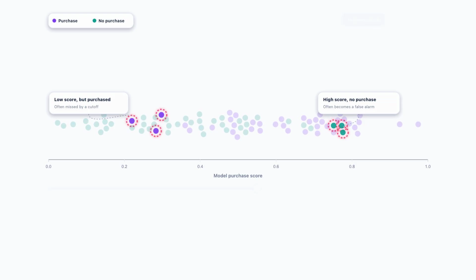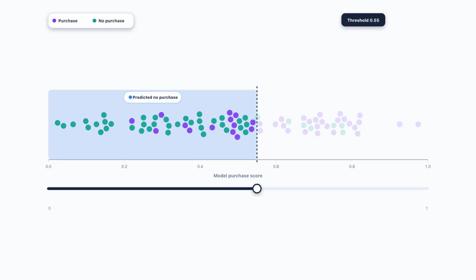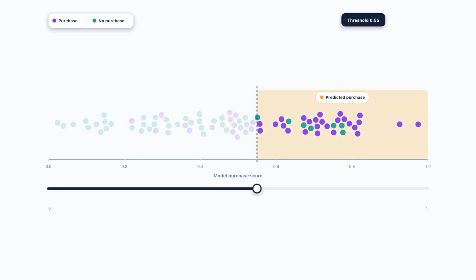A score becomes useful when we decide what action it triggers. Here, the positive class is purchase, and the threshold draws the line. Scores below the line become predicted no purchase. Scores at or above it become predicted purchase. That cutoff is not automatically given by the chart. It is a choice about how cautious or aggressive we want the classifier to be.